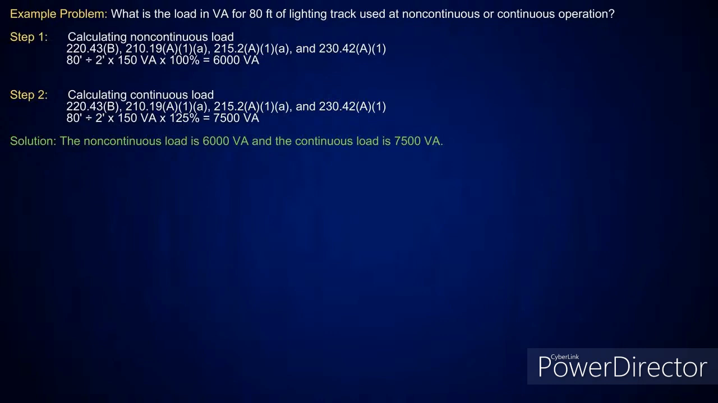Now, let's look where I'm doing track lighting. And you're still in the same one, but you're going to be looking just at B instead of 220.43(A).